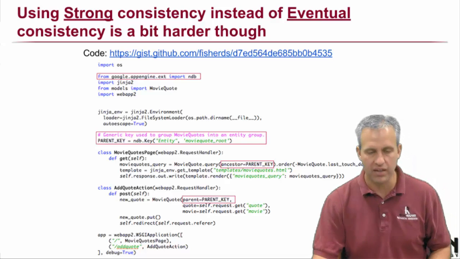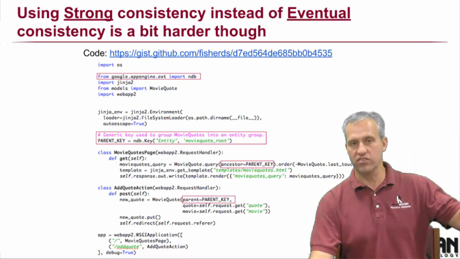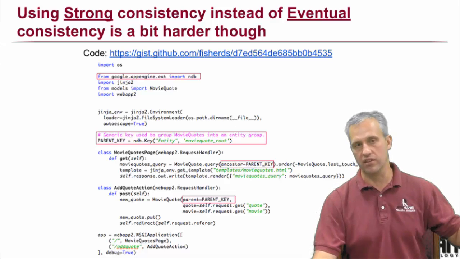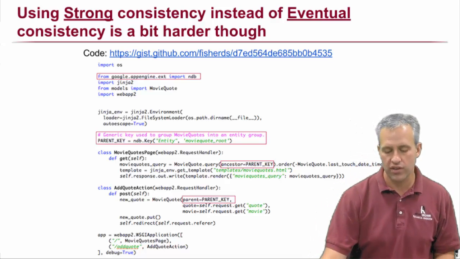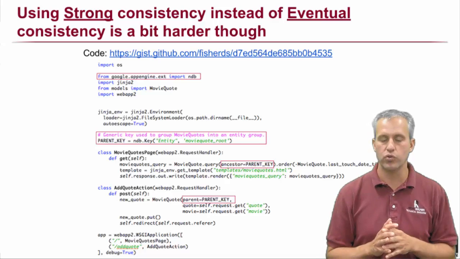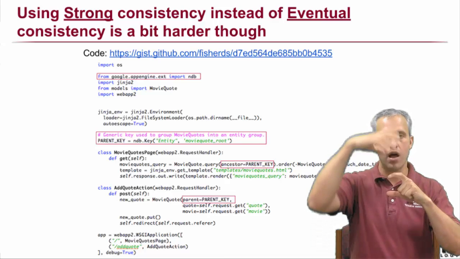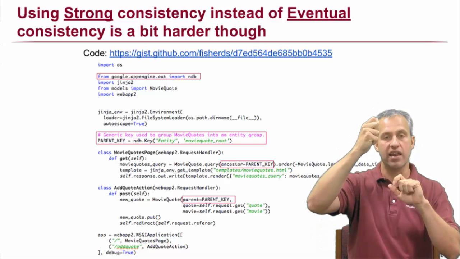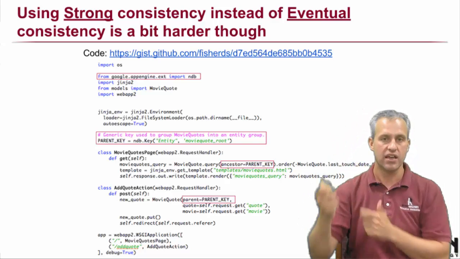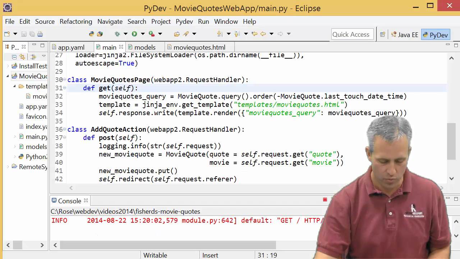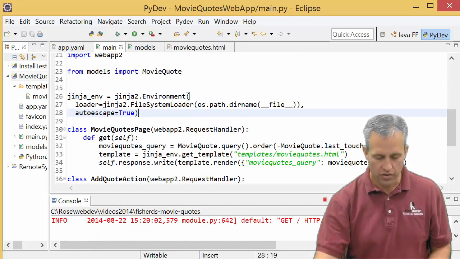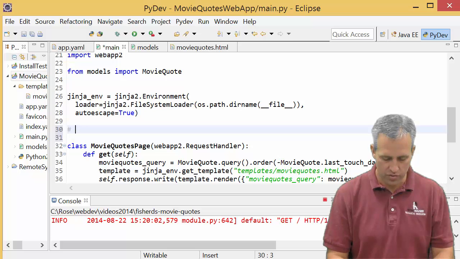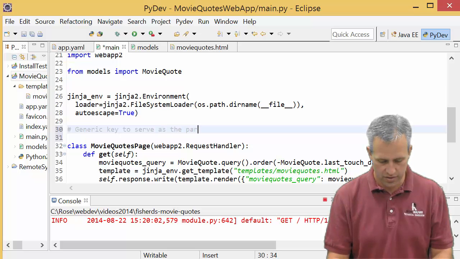Strong consistency means, lock things down until the previous things finish. The way you do this in Google App Engine is through giving the entity a parent. So if my key has a parent key, it can actually look to see if it's done. Let's go do it, and then we'll talk about it more. So what we're going to do is a little lame, right? So we're going to create a generic key to serve as the parent.